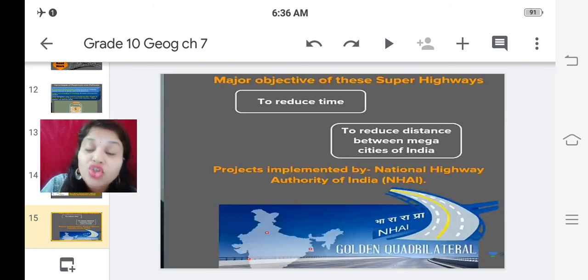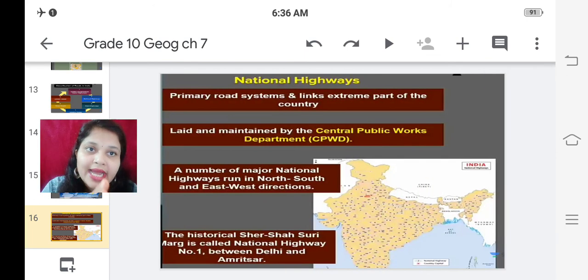Right, who constructs national highways? Under the Central Government, obviously the National Highway Authority of India. You have to keep it in mind. Okay, now the second category of classification of roadways is national highways. Okay, these are primary road systems and link extreme parts of the country. Like super highways connect mega cities of our country, also north and south corridor and east to west corridor, right?